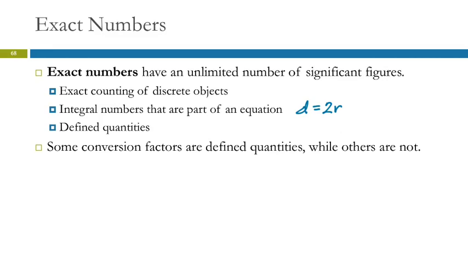So if you are within the metric system, like milliliters to liters or something like that, those are all by definition exact. If you're within the English system, inches to feet, how many inches in a foot? 12, right? Are we sure? Yeah, it's exactly 12 because that's how the system was set up. So those would be exact numbers.